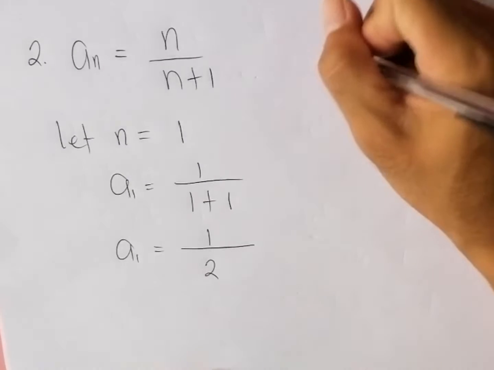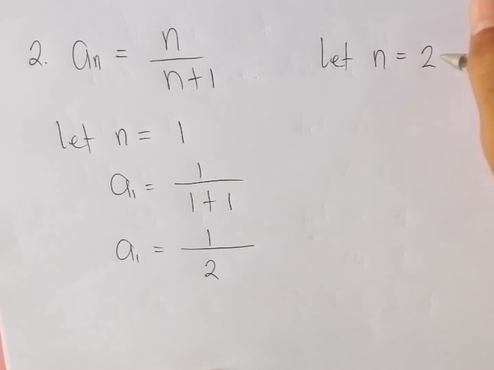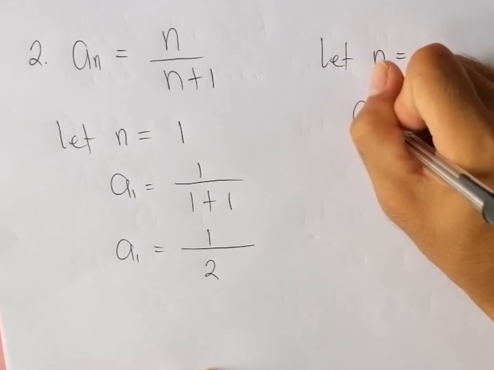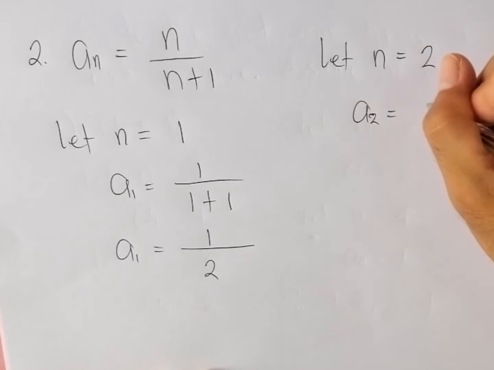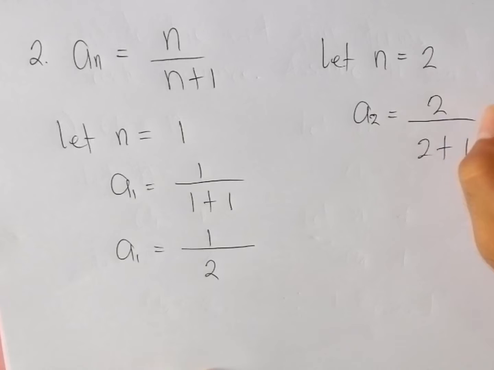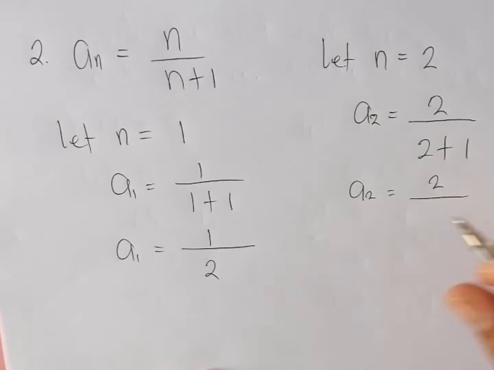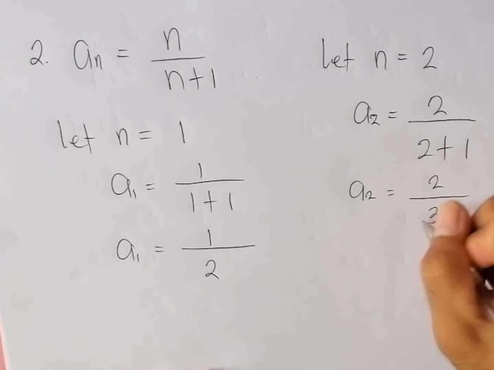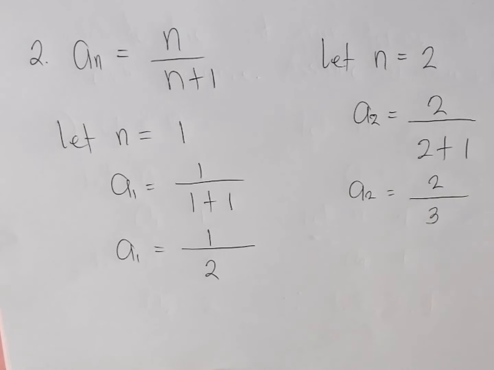Next, let n is equal to 2. So we have a sub 2 is equal to 2 over 2 plus 1. So a sub 2 is equal to 2 over 3. Therefore, a sub 2 is equal to 2/3.